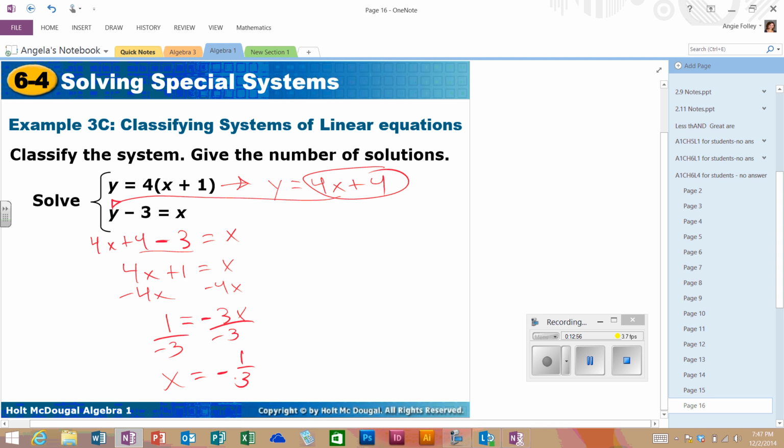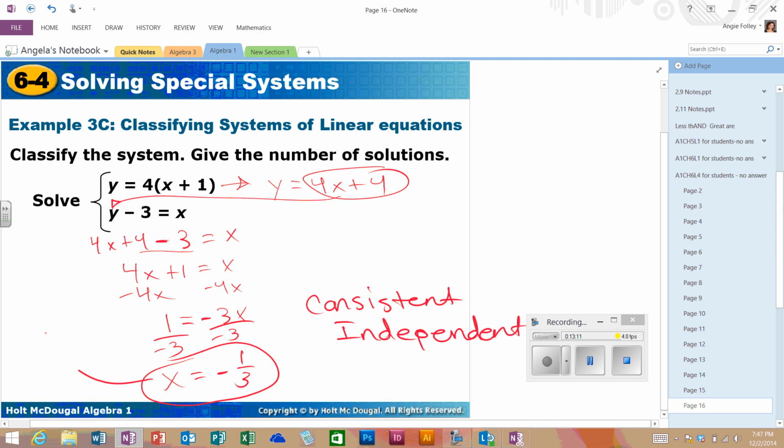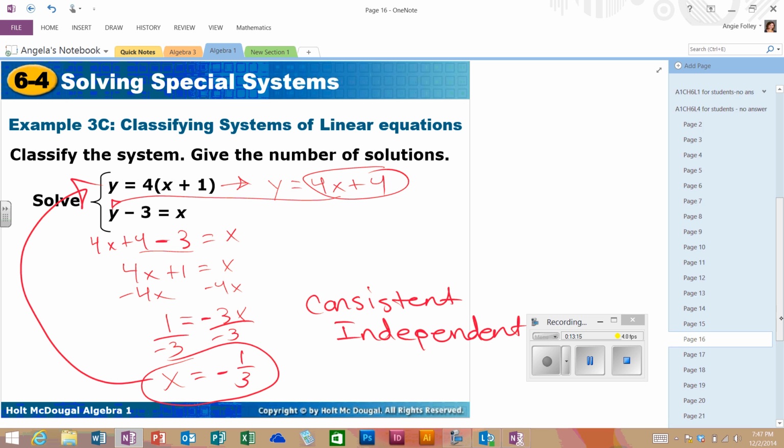We should go on to solve for the y value because we did get one solution. So if it's one solution, it's consistent, but it's also an independent, consistent system. So I'm not going to do it right now, but you should plug that in and go solve for your y value also. We're just classifying right now.